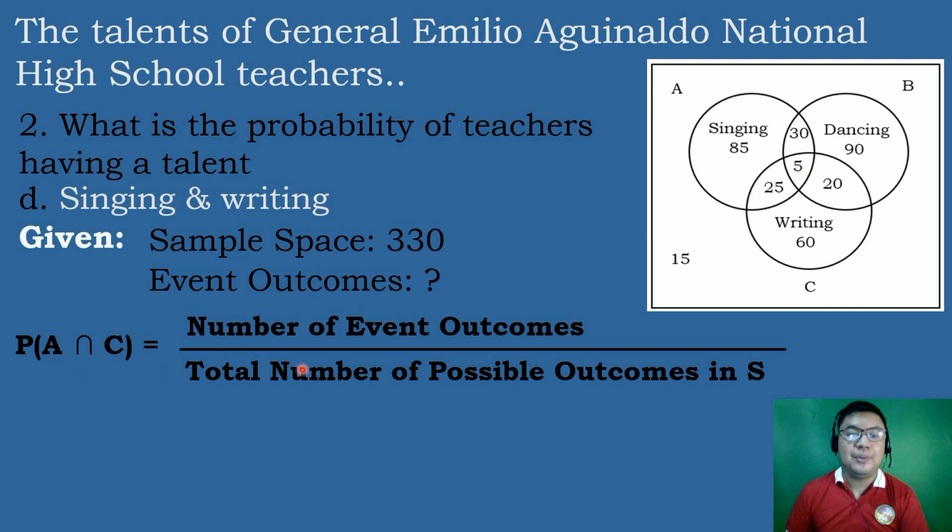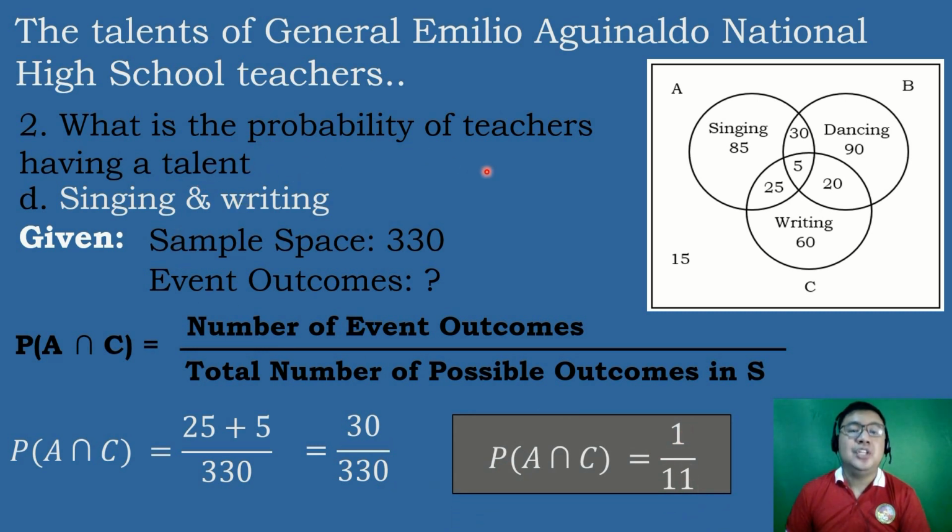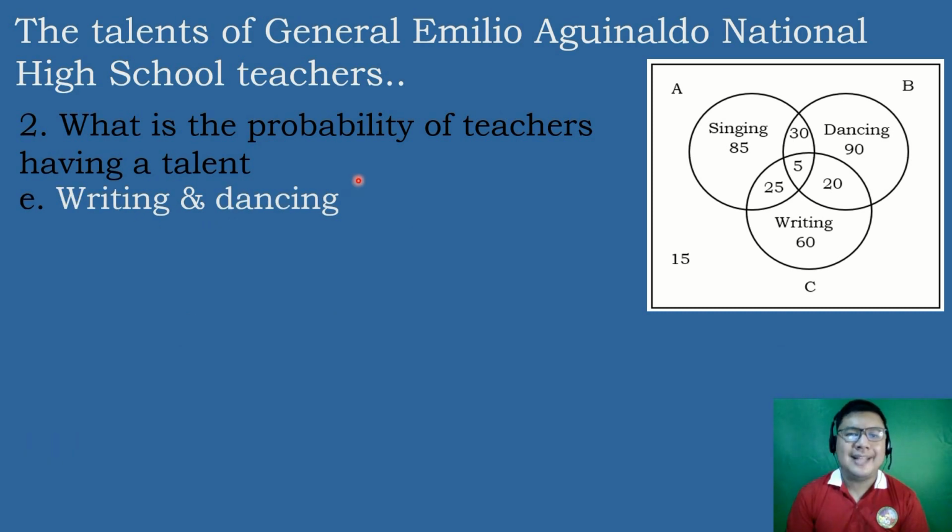We will be using the formula for simple probability. Number of event outcomes all over the total number of possible outcomes in the sample space. We have 25 plus 5 all over the sample space, which is equal to 330. And then 25 plus 5 is equal to 30 over 330, get the lowest term, which is equal to 1 over 11. Therefore, the probability of teachers having a talent in singing and writing is equal to 1 over 11. Next example.